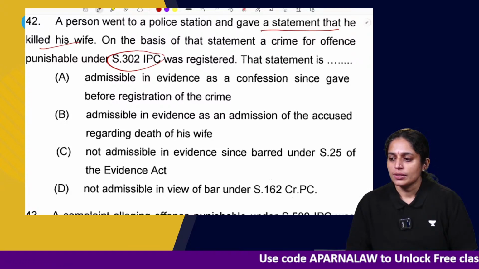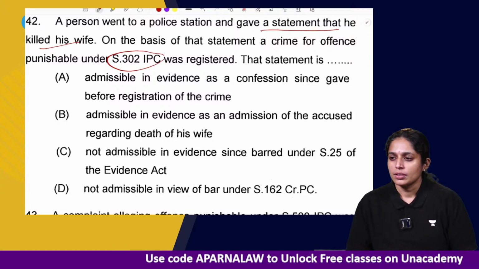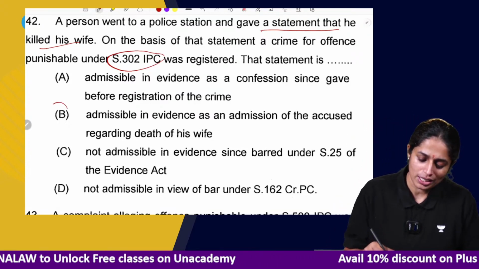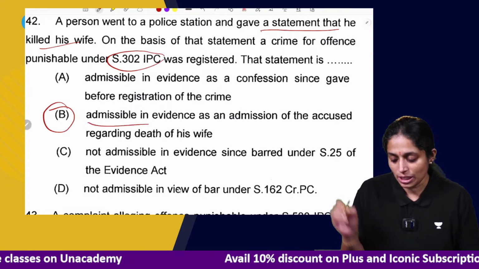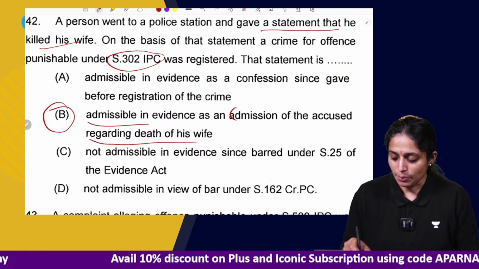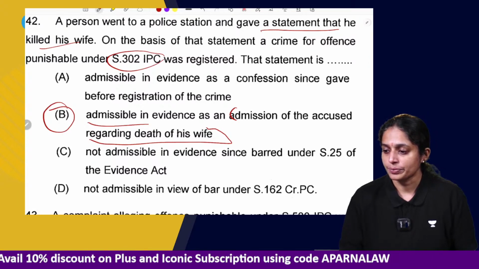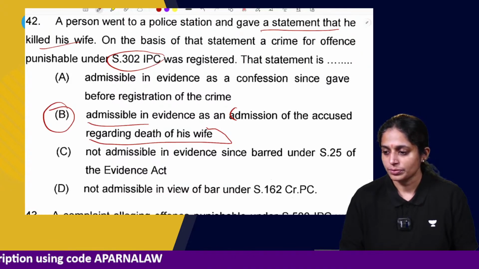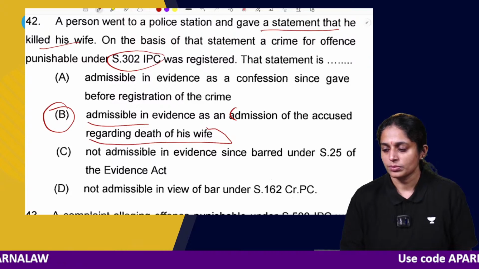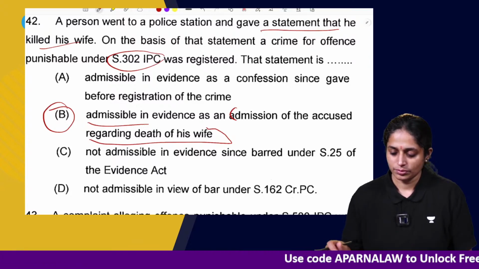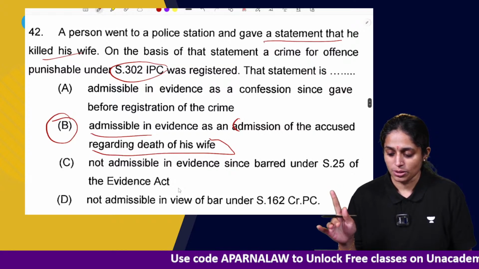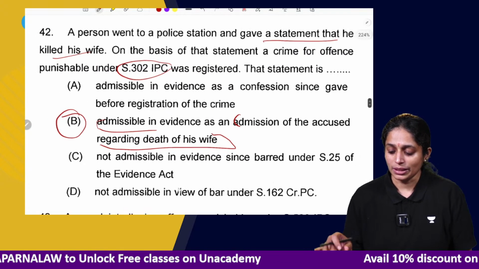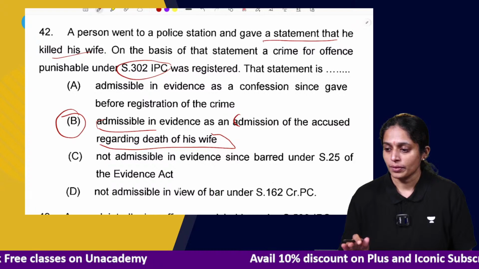Okay, but they have provided the key answer as B, which is admissible in evidence, because it amounts to an admission of the accused regarding the death of his wife. B they have given as the right answer. Confession is not admissible; this they are stating as an admission. An admission could be something regarding the death of his wife.